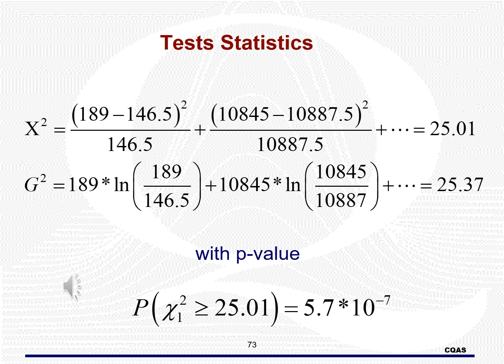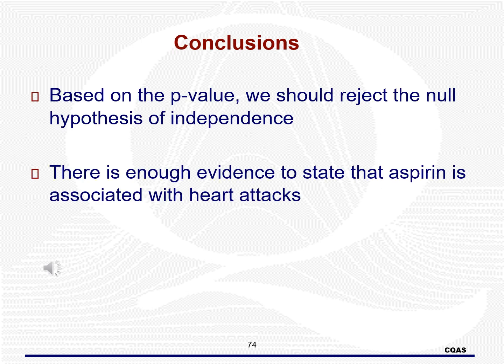Let's draw conclusions. Since the p-value is less than 0.05, we will reject the null. This means that there is enough evidence to conclude that the variables are not independent. Recall that this agrees with what we saw using the confidence interval for the odds ratio.